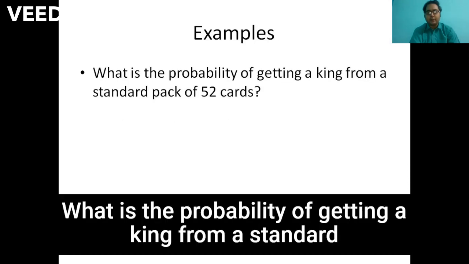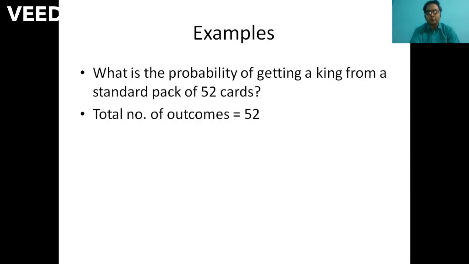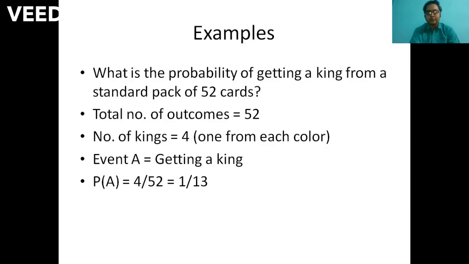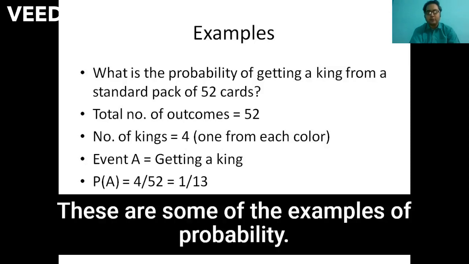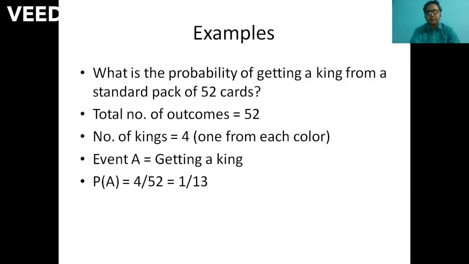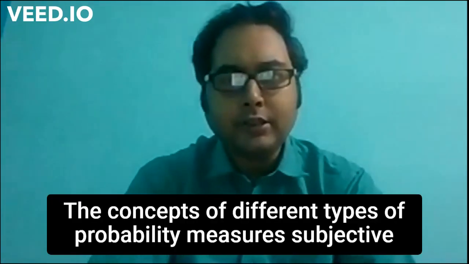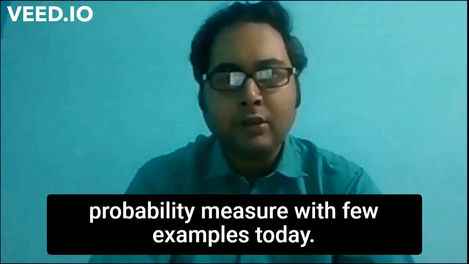What is the probability of getting a king from a standard pack of 52 cards? Total number of outcomes 52. Number of kings 4, 1 from each suit. Event A is getting a king. Probability of A is 4 by 52, that is 1 by 13. So these are some of the examples of probability. So we have basically understood the concepts of different types of probability measures, subjective, empirical, classical, and we have extensively defined the classical probability measure with a few examples today. Thank you very much.